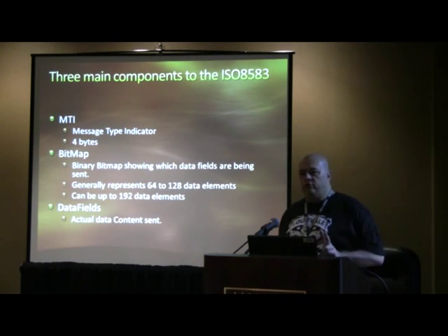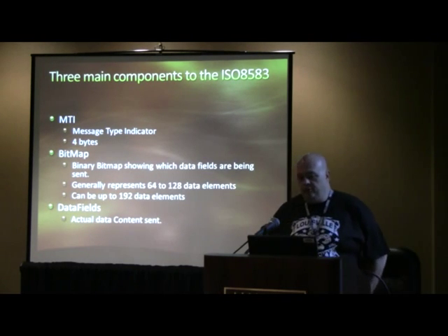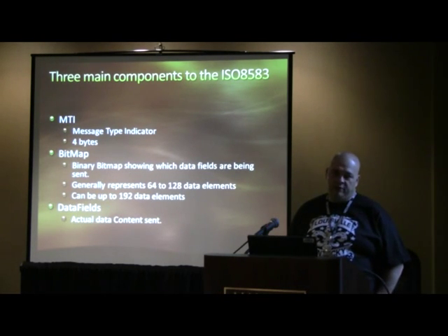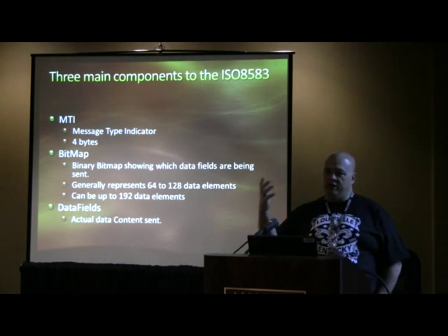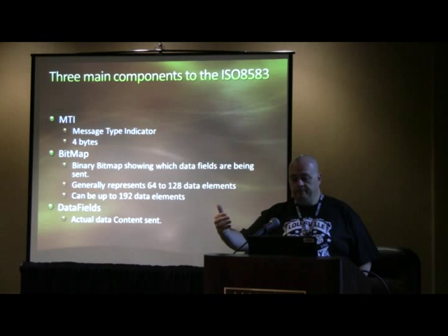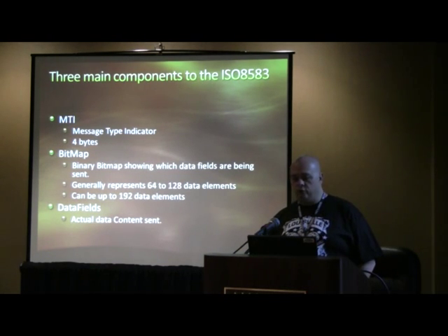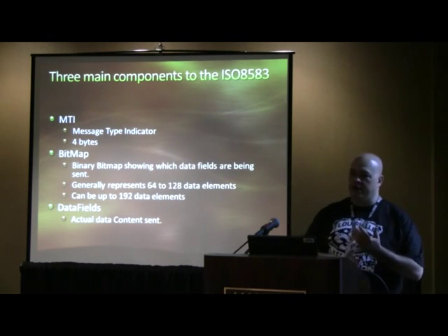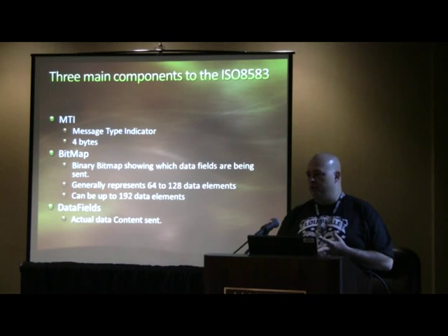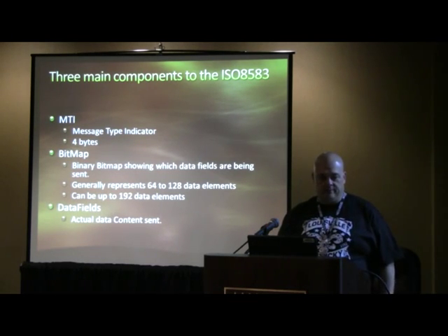So there are three main components to ISO 8583. There's the MTI, the message type indicator, that's about 4 bytes. The bitmap, now that's a binary bitmap showing which data fields are being sent. Generally, it's 64 to 128 data elements. In newer revisions, up to 192 data elements can be sent. And then the actual data fields, which contain the actual data: the primary account number, your name, the track 1, track 2 data, all that, the terminal, point of sale, etc.